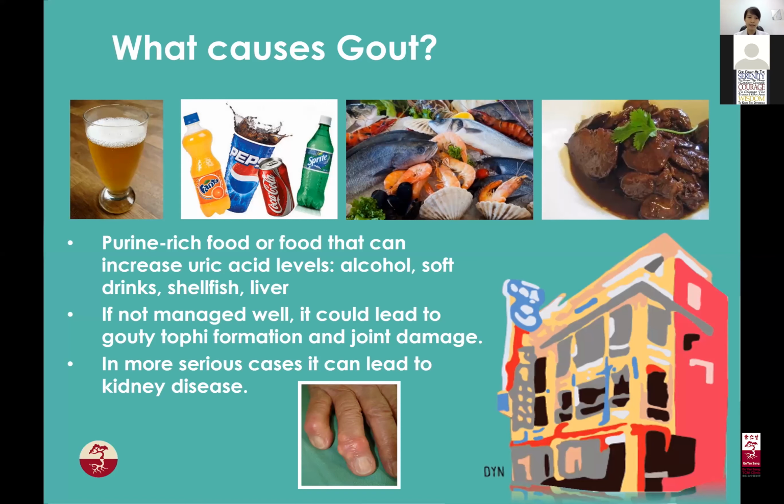So as I mentioned earlier, these purine-rich foods include alcohol, soft drinks, shellfish, and liver. So when we take a lot of these foods, this can cause an increase in the uric acid levels in the blood, and then this can lead to the deposit of uric acid crystals in the joint, which then leads to a gout attack. So if our uric acid levels are not managed well, it can lead to the formation of what we call gouty tophi. And this, you can see in the picture, these uric acid crystals deposit in the joint and the joint gets damaged. In the more serious cases, these uric acid crystals can also deposit in the kidney and cause some kidney disease.